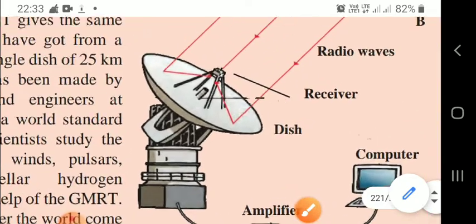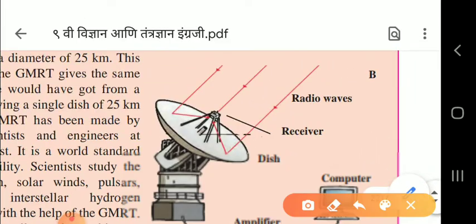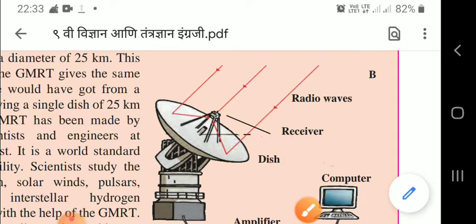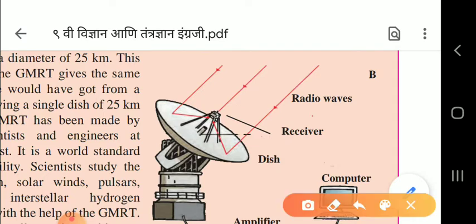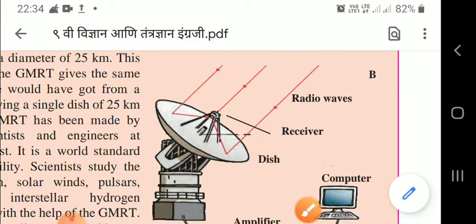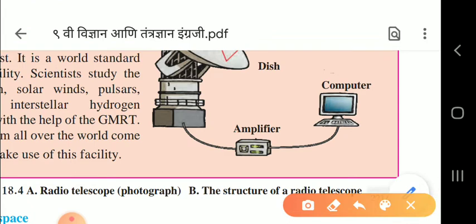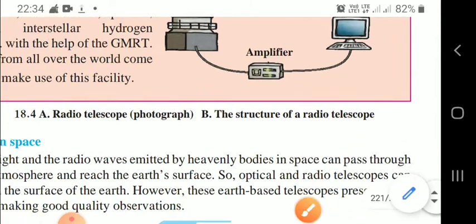Here you can see, children, how the structure of this telescope is. This is the structure of a radio telescope. Here the radio waves are received by the receiver at the dish. Then, with the help of an amplifier, it is transferred to the computer, and the computer gives the message.